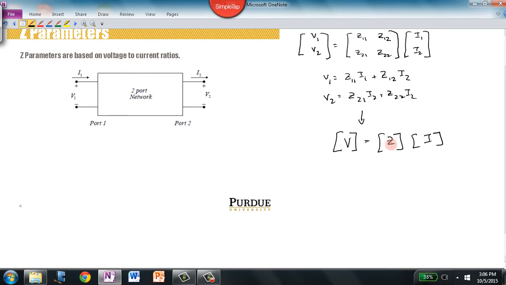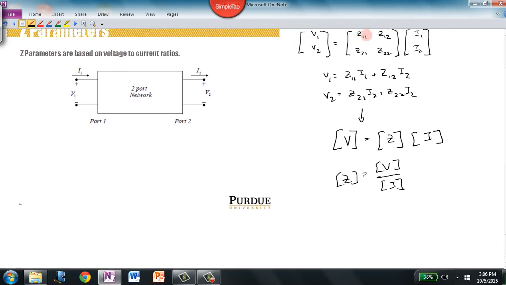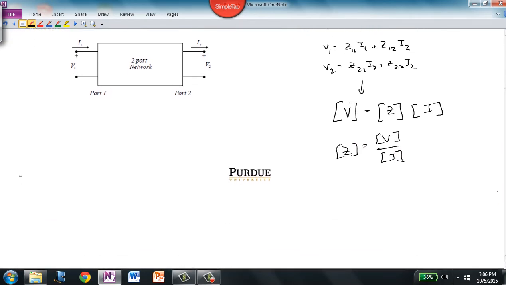So what about these Z parameters? What are they? Well, clearly they're a relationship between voltage and current. We could just divide this. And so the relationship between voltage and current is just impedance. Well, there are 4 of them, so let's talk about exactly what each of them means.